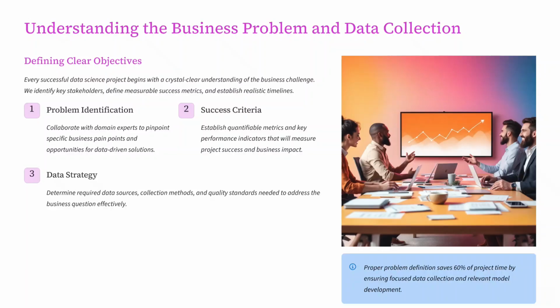Step 1. Understanding the business problem and data collection. Every data science project starts by understanding the business problem. We work to identify the main issues and opportunities. We set clear goals, success criteria, and a plan to collect the right data. Defining the problem properly saves time and helps focus the whole project.